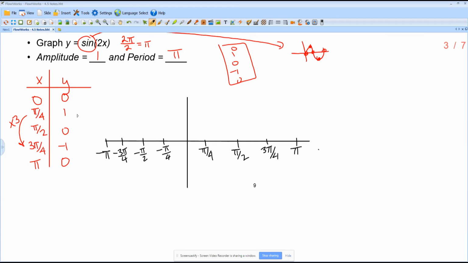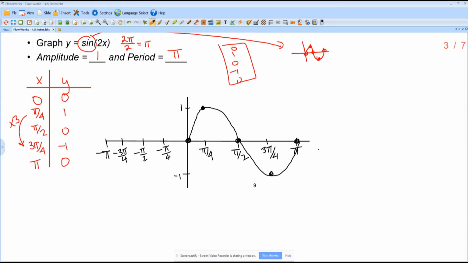Looking at our y values, those go from a minimum of -1 to a maximum of +1. And then you can start. I usually like to start right here. So 0, 0, pi fourths 1, pi halves 0, 3 pi fourths -1, pi 0. So I know I have this shape. Again, that's a rough sketch.